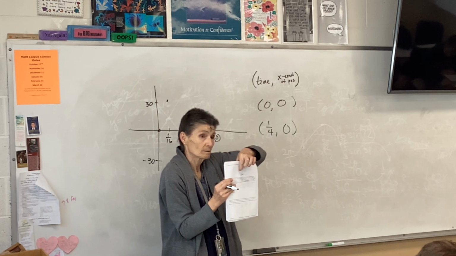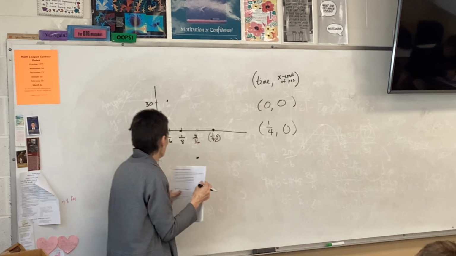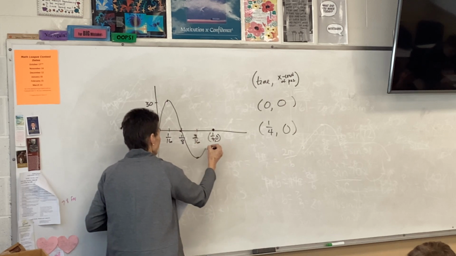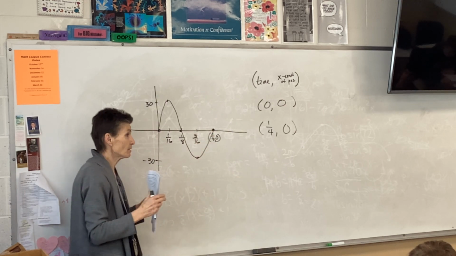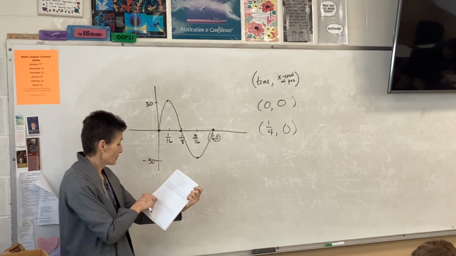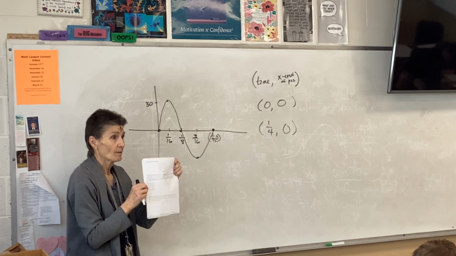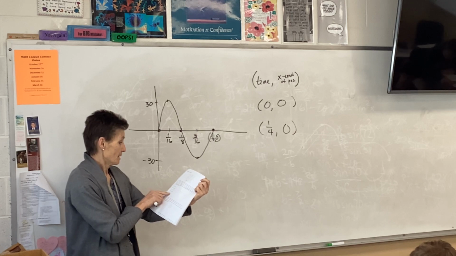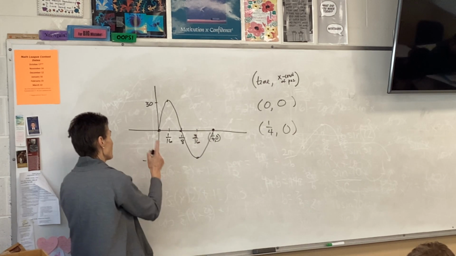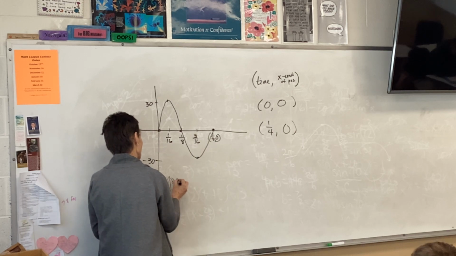What shape is that? I connect those dots, what have I got? Nice little sine curve. With an amplitude of 30. No phase shift, no vertical shift. What's the period of this?